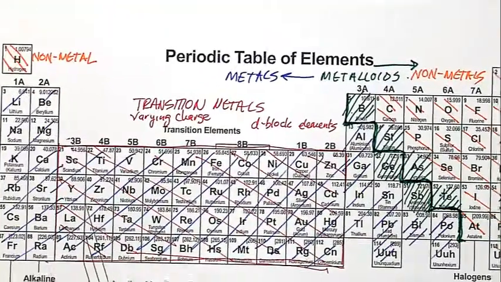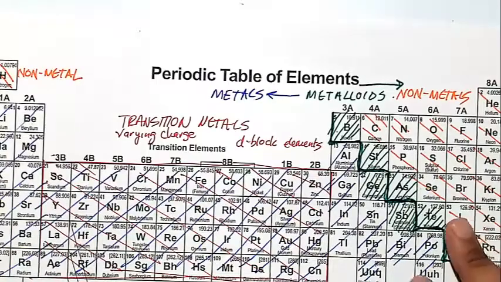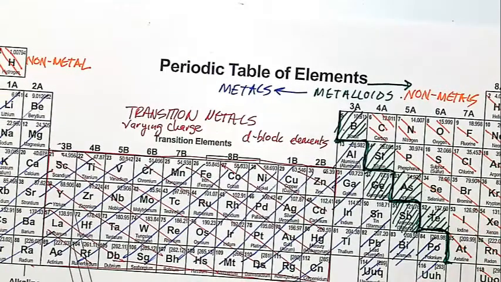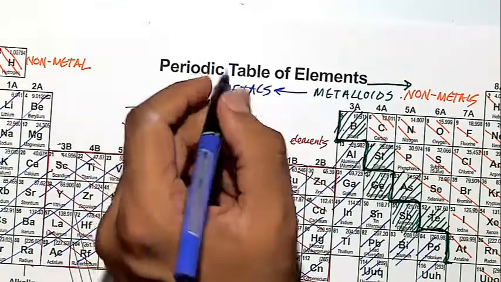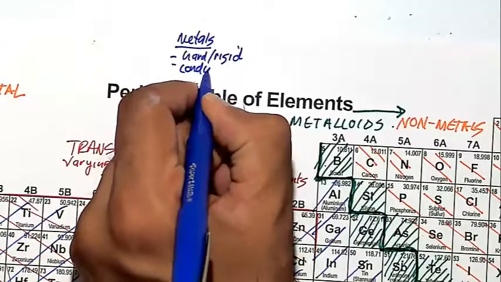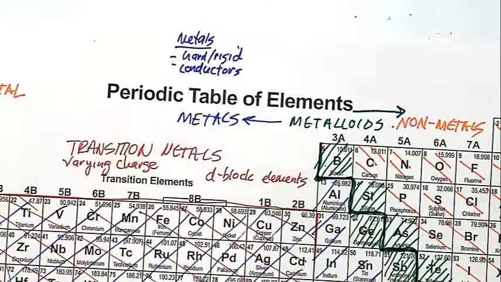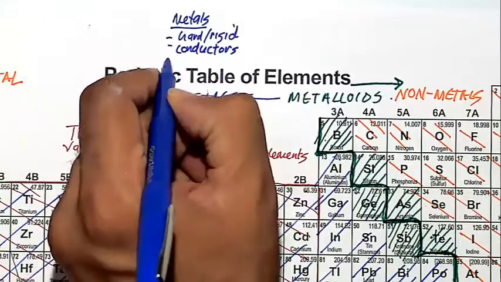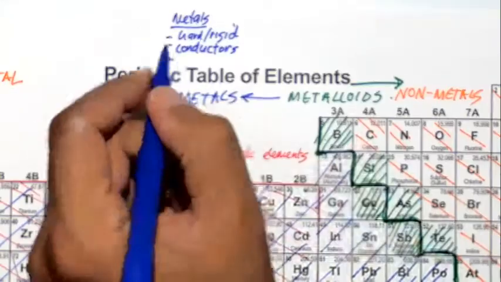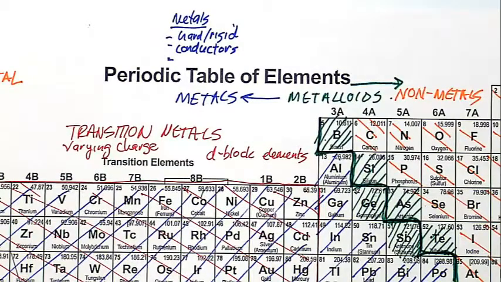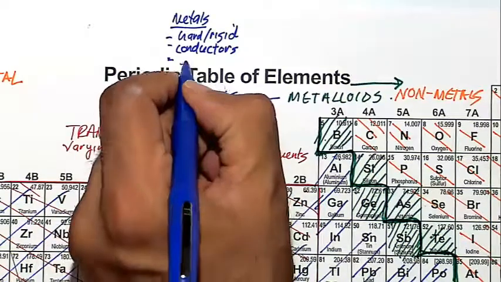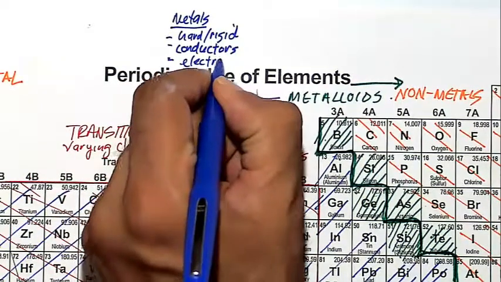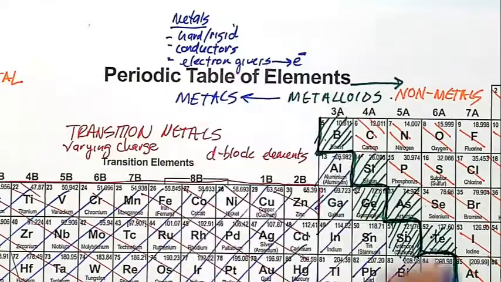Let's talk a little bit about metals here. Now, metals are going to be hard and rigid. They're going to be conductors of electricity for the most part. So conductors. So electrons can go through them like wires. You've probably heard of copper wires. And these are generally going to be, if they're going to form an ion, if they're going to form a charge, they're going to be electron givers. So they will release electrons. They will give off an electron.